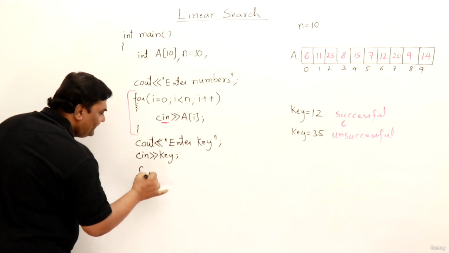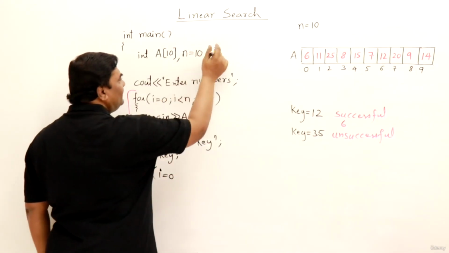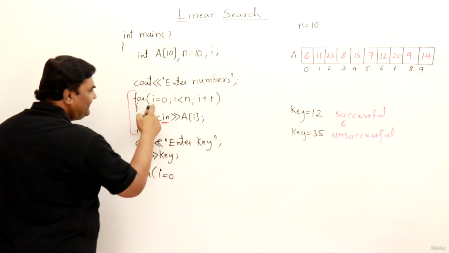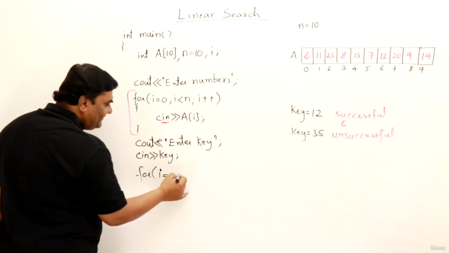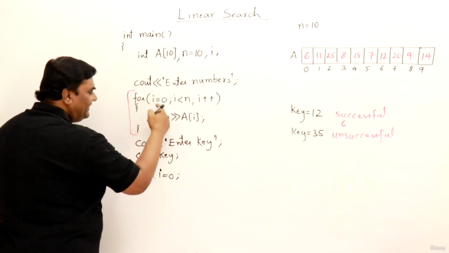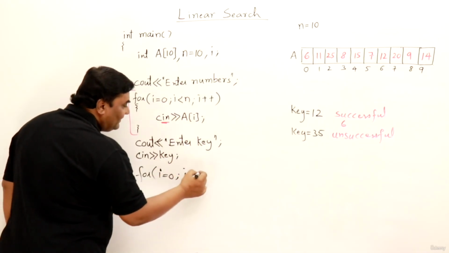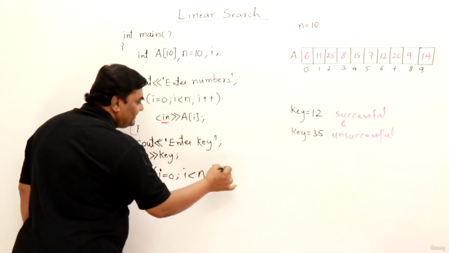So using the for loop, we will start. I starts from 0, right? Here I also should declare it. Otherwise, you can write int i here, every time. It's a good practice in C++, writing int i in the for loop. Anyway, I have declared it outside. i is less than n, i plus plus.